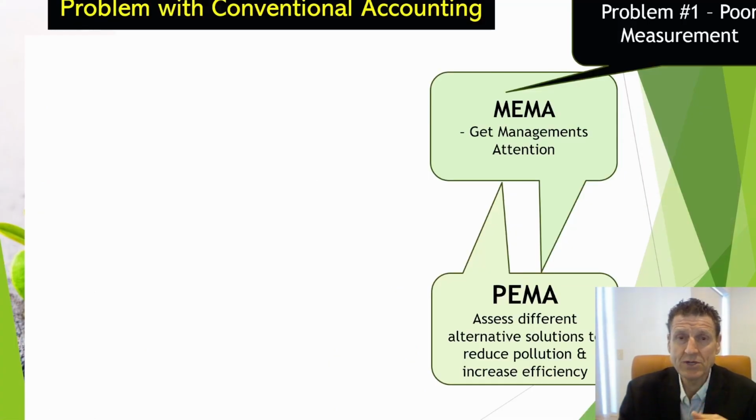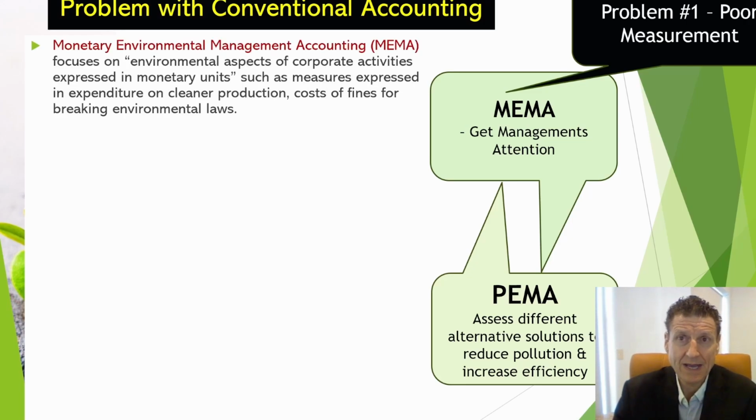So there are two ideas I want you to take away. First of all, the problem with conventional accounting. Problem number one is poor measurement. And what do we mean by that? Well, typically accounting is going to be measuring monetary transactions, okay? The monetary transactions associated with corporate activities. When we buy and sell stuff, we transact, we get money, we sell the product. And so that becomes a monetary unit.